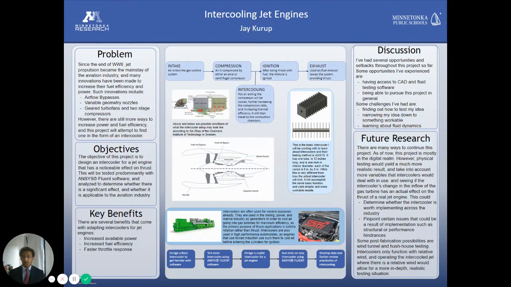Now, if you would pay attention to the bottom bar over here, intercoolers are nothing new. In fact, they're already used for several purposes. They're used in mining, power, heavy industry mostly, to increase the efficiency of gas turbines.